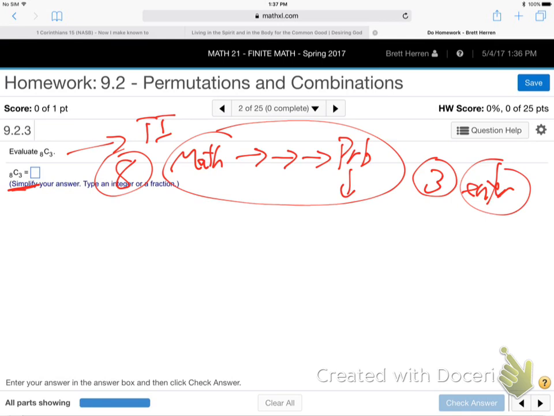You guys getting that okay? I think it's 8 times, is it 56? Yep, I think it's 56. So 8, and then the nCr, and then the 3. You should get the answer 56 with your TI and the Casio.